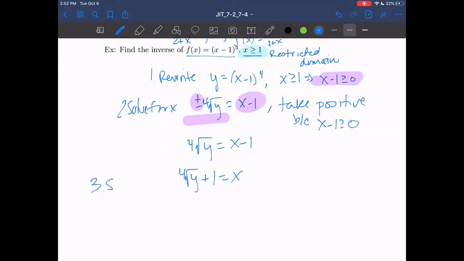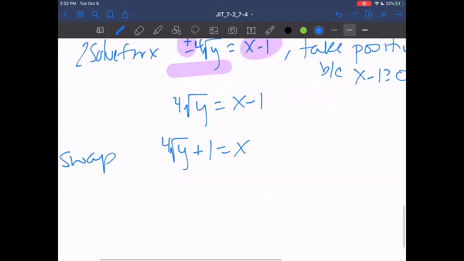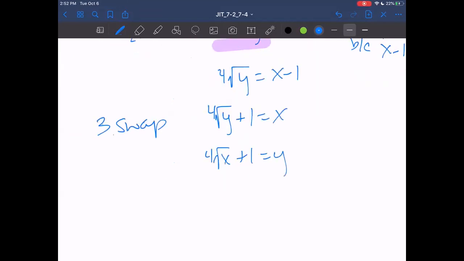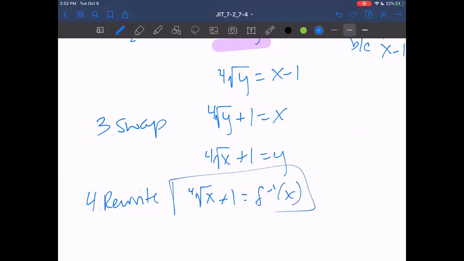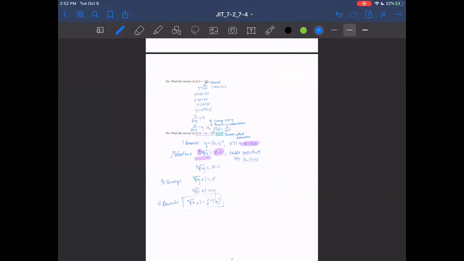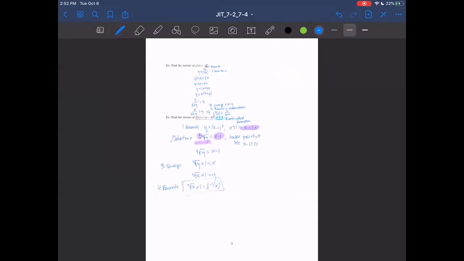Now we swap. So we get the 4th root of x plus 1 is equal to y. And then we rewrite one more time. So we get the 4th root of x plus 1 is equal to f inverse of x. All right, so there are our inverses. Okay, we'll continue to talk about inverses. We'll use inverses as the semester goes on.